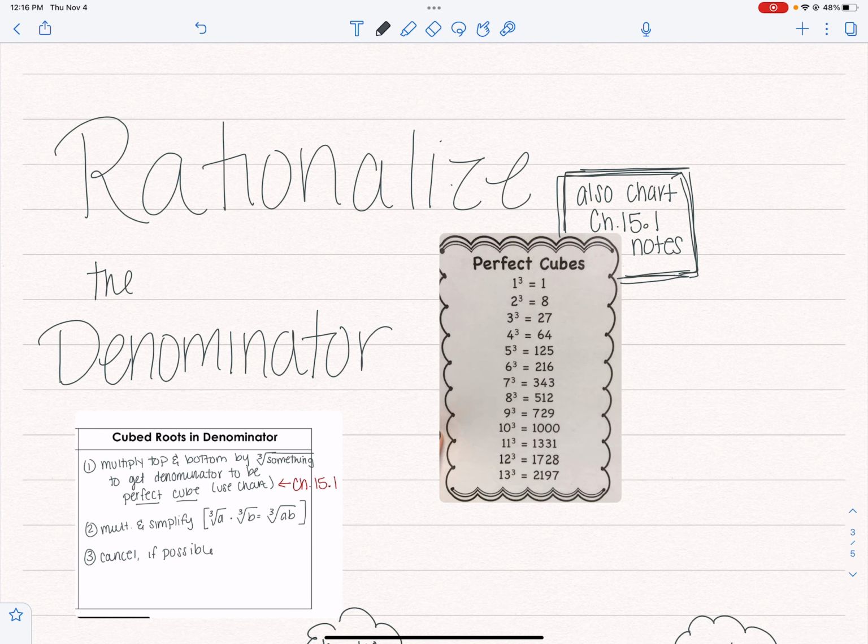Hey guys, so I wanted to take a quick second to do rationalizing the denominator with cubed roots. With cubed roots, it's going to look a little bit different than it did in the last couple videos. You're not just going to be able to multiply top and bottom by the denominator, you're going to have to multiply by something to get to a perfect cube.